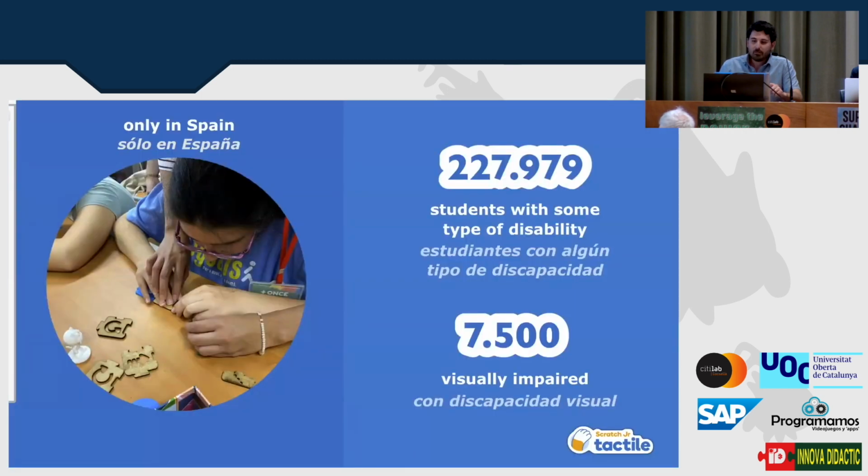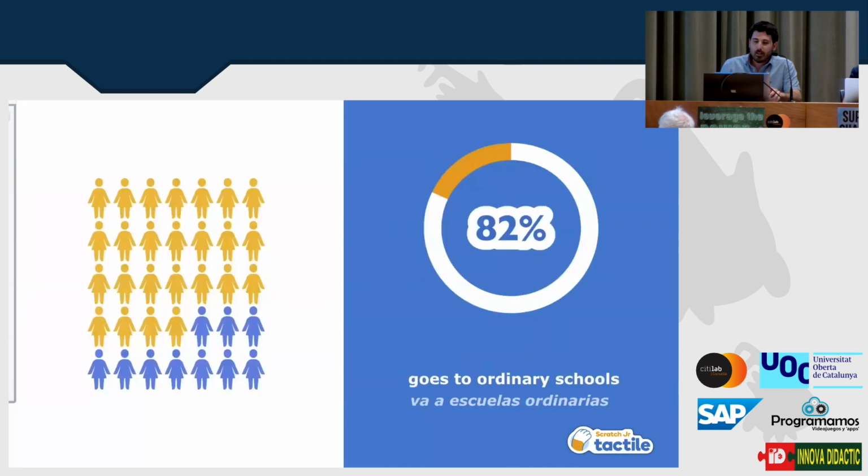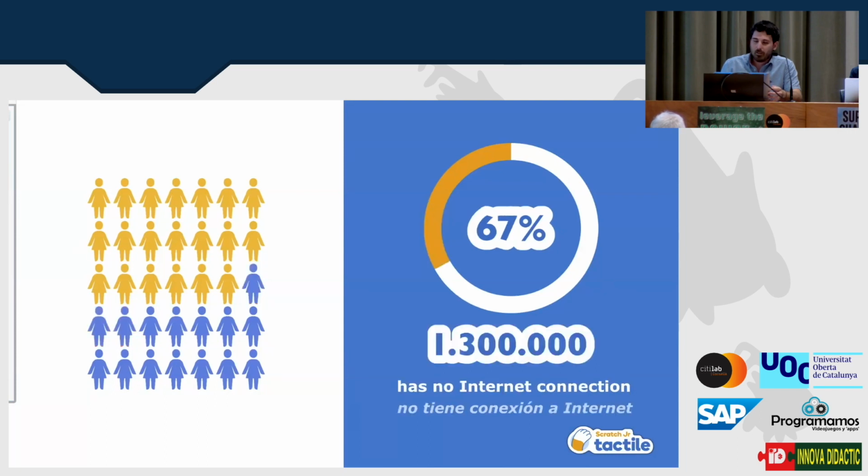And only in Spain, we have more than 200,000 students with different types of disabilities and many different types of visual impairment. Most of them go to ordinary schools because of the inclusive laws of recent years. So they need to learn the same as the others, in the same space and at the same time, no? So it's not easy. And a lot of the world has no connection to internet.